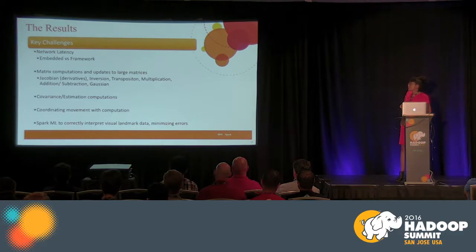So coordinating movement with computation, so getting the times right, you have to throttle the movement just so that you know exactly how long each step took and how much CPU time was used at that step. And just doing your simple SLAM, like evaluation of errors and landmark data.